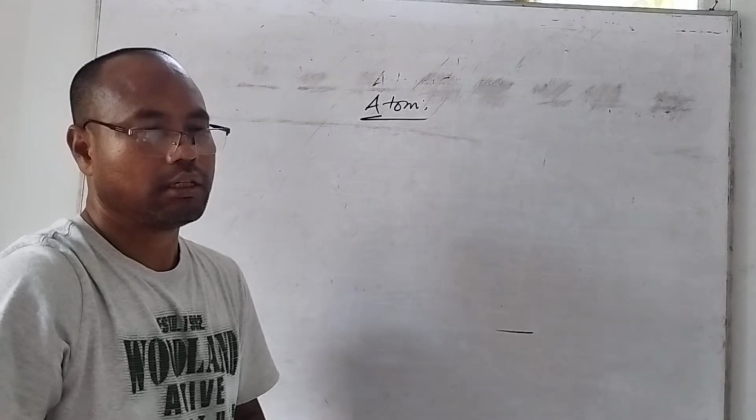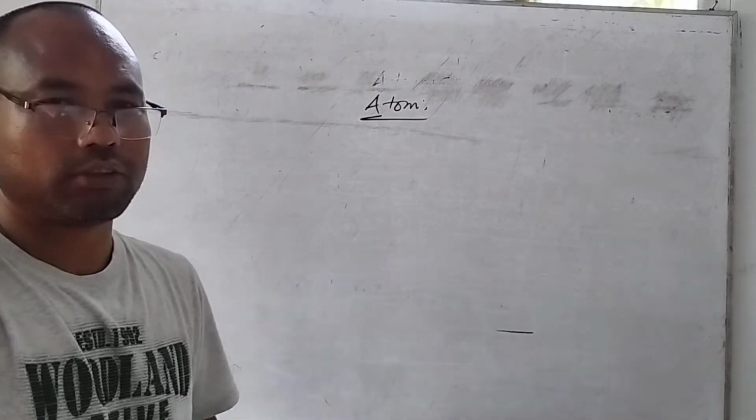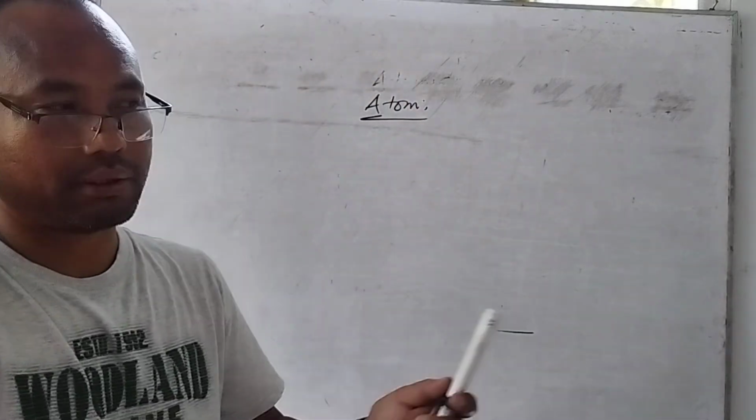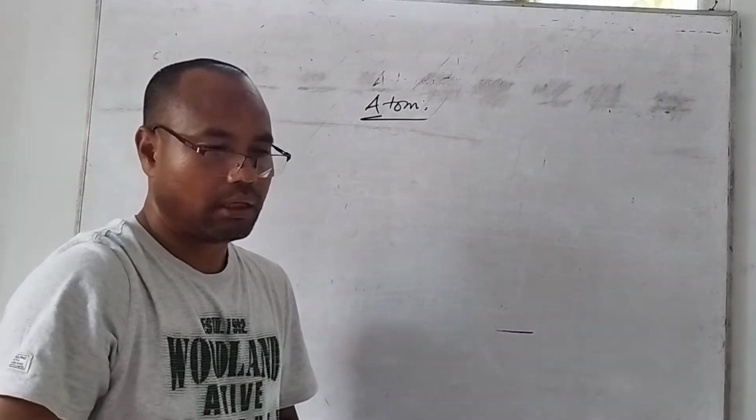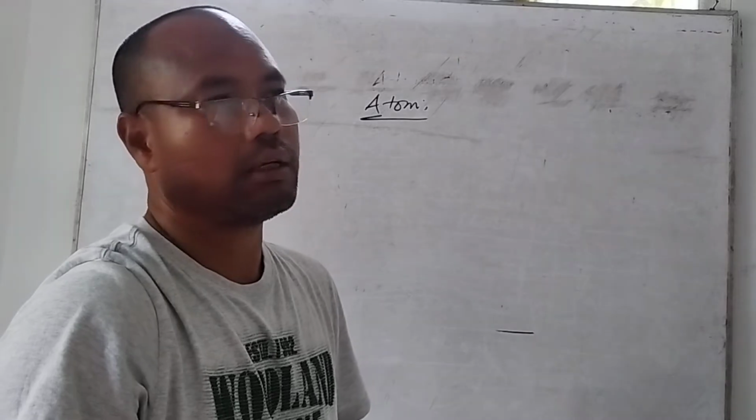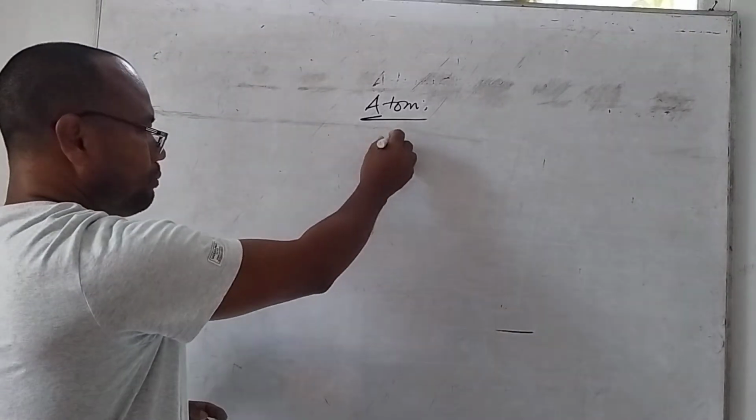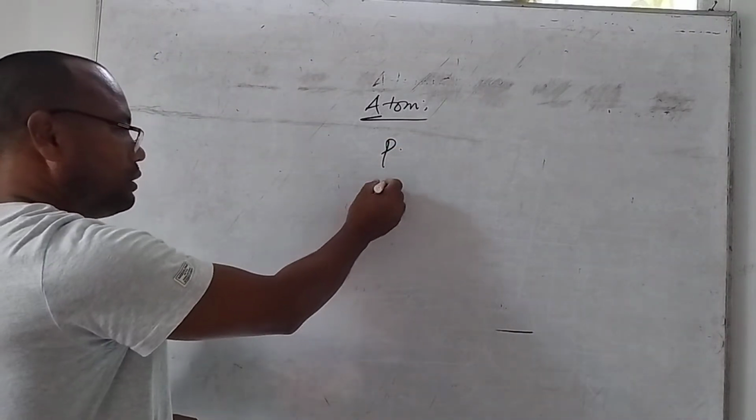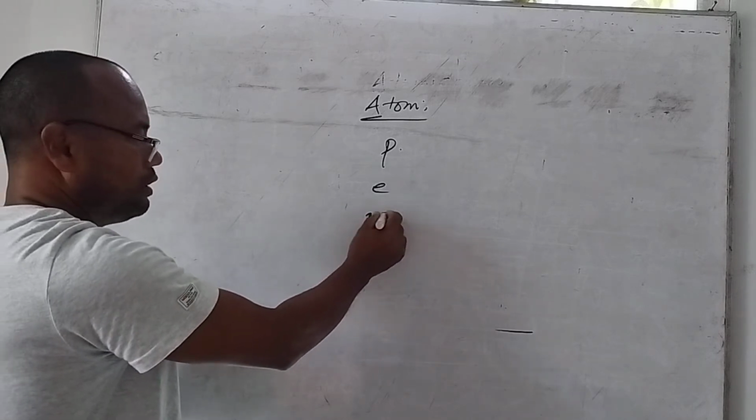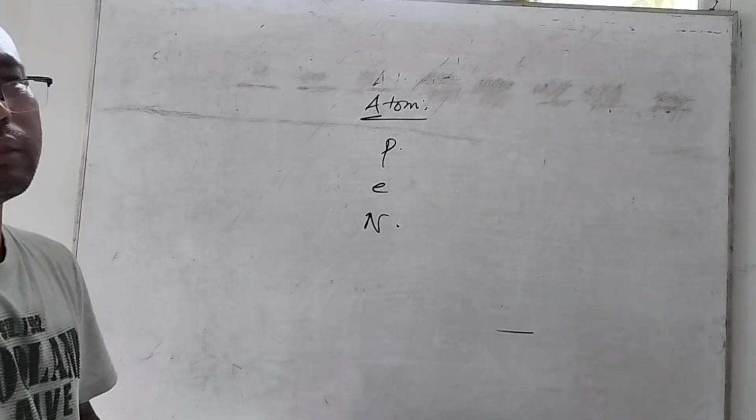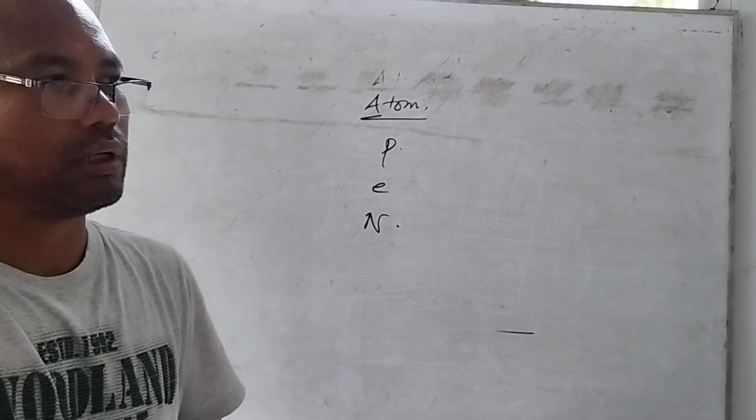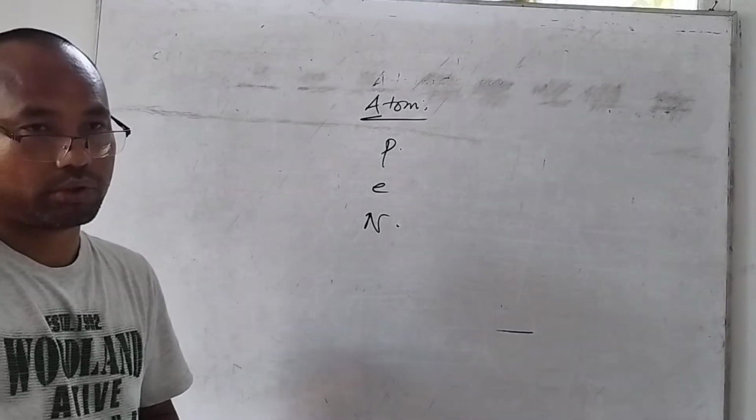In this small particle, the atom consists of 3 subatomic particles. Other small particles are present in the atom. What are these subatomic particles? I write the proton, another is the electron, and another is the neutron here. So there are 3 subatomic particles, right? One is the proton, another is the electron, and the third one is the neutron, right?